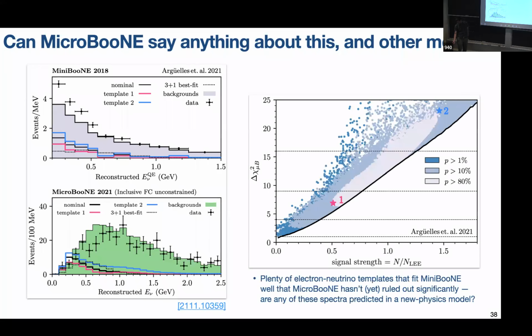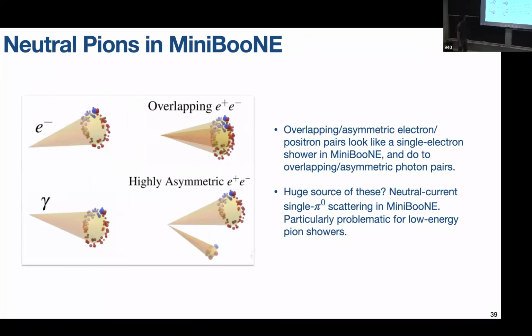Let's get past this in the interest of time and go on to this. So I've been saying that MiniBooNE has a hard time telling different signals apart from one another. The main one being single electrons from single photons from photon pairs. And there's a huge source of background expected in MiniBooNE from photon pairs, and that is neutrino scatters, neutral current, kicks off a pi naught. Pi naught decays into 2 photons, and that's all you see in the event.